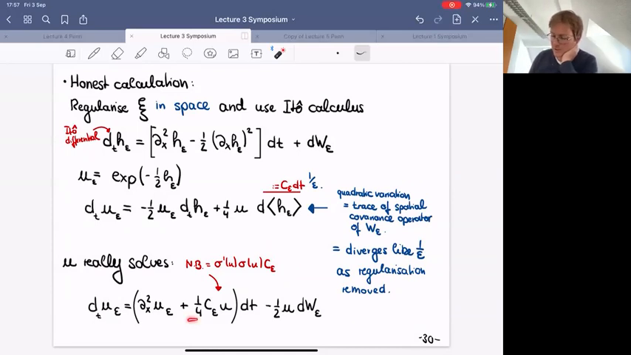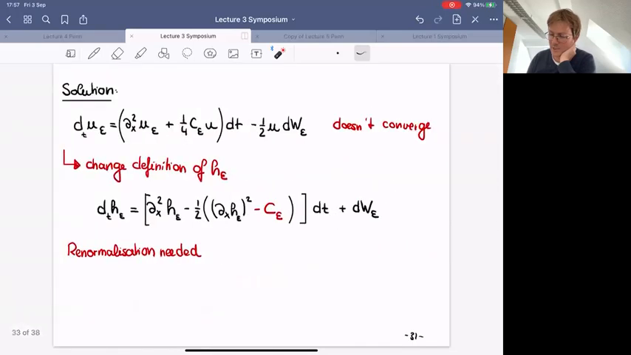So now this is not a good idea. But okay, so if this doesn't converge, we have to perhaps change something in the original regularization. So let's just change the definition of this thing here in order to make this term disappear, and that one can do.